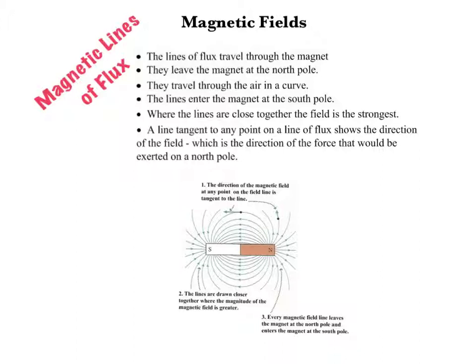Some of the characteristics of a magnetic field are that the lines of flux travel through a magnet. So they travel out the North Pole, they travel through the air in a curve, and enter in the South Pole, and then go back through the magnet. So what this means is the direction of the magnetic field is always going to point from north to south. The arrows point away from the North Pole, they point toward the South Pole. Where those lines are closer together, that field is strongest. And a line that's tangent to any point on a line of flux shows the direction of the field, which is the direction of the force that would be exerted on a north pole of a magnet.